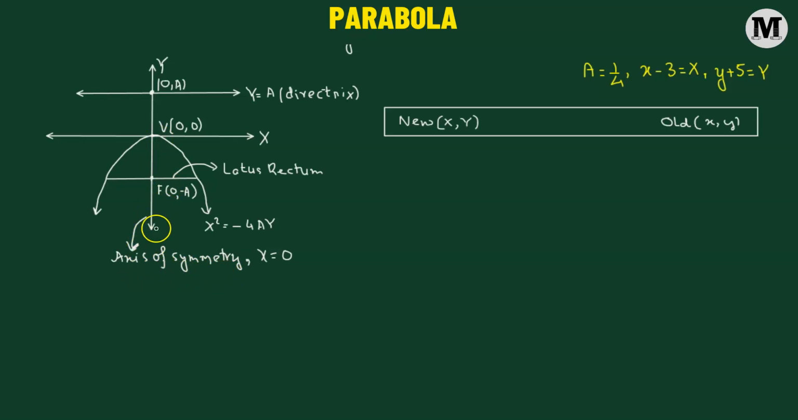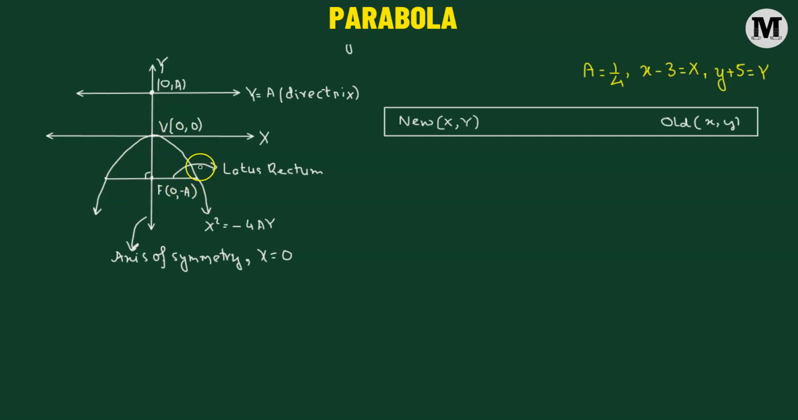And since the axis of symmetry line is along the Y-axis, its equation is given by X equals 0. And then we have the directrix passing through the point 0, a, and it is perpendicular to the axis of symmetry line. Its equation is given by Y equals positive a. And then we have the latus rectum, which is the straight line passing through the focus of the parabola, and it is also perpendicular to the axis of symmetry with its endpoints on the parabola.